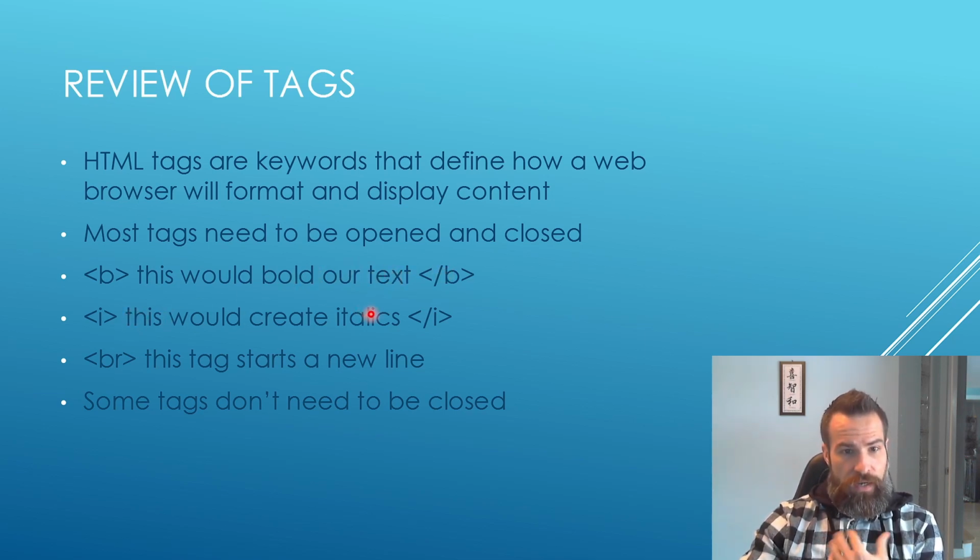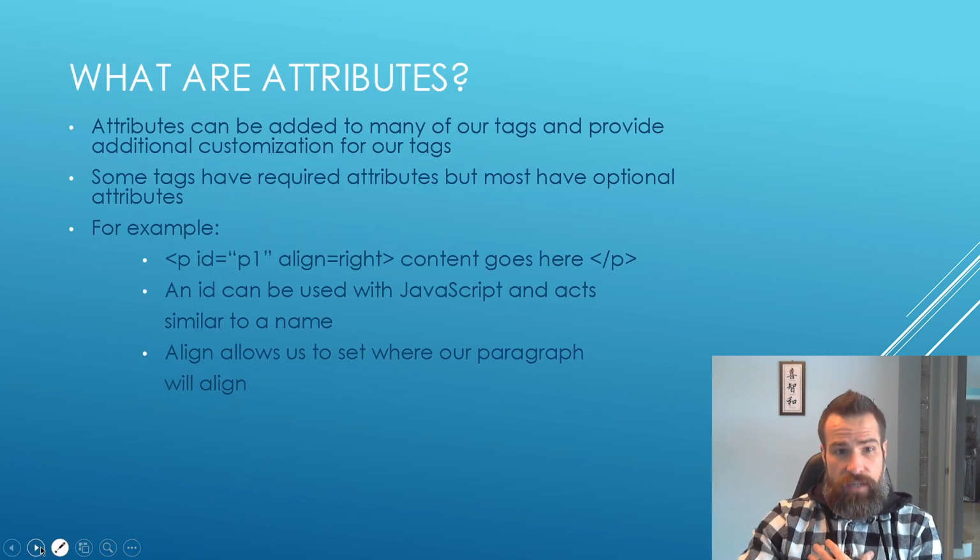This would be italic. Now this is an example of a tag that needs to be opened right here and needs to be closed. Not all of them do. So the tag BR, which starts a new line, is just a standalone tag. If you type BR, it just starts a new line. There's no need to close the tag. So not every tag needs to be closed, and the image tag is an example.